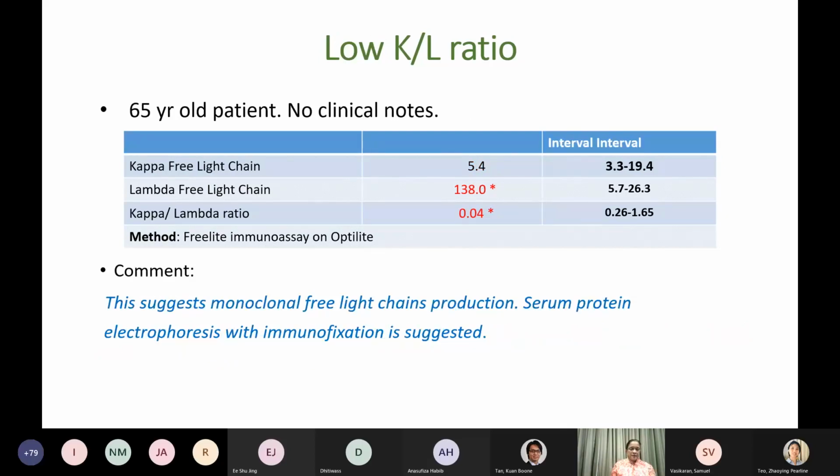Next one is a 65-year-old patient. Again, no clinical notes. This time, kappa free light chain is towards the low normal range, and lambda free light chain is elevated at 138 milligram per liter. The kappa lambda ratio is 0.04. Again, this indicates clonal light chain production, and it's good to do serum protein electrophoresis with immunofixation.